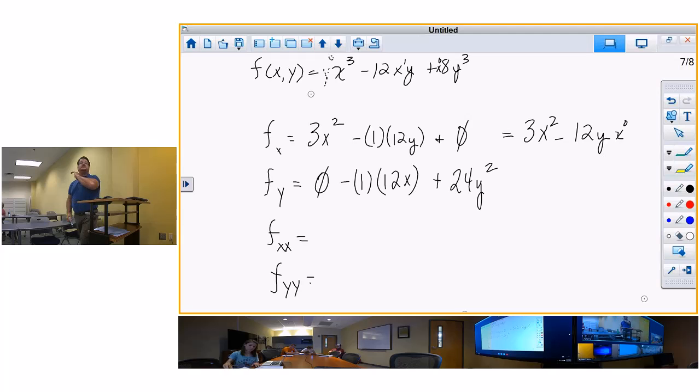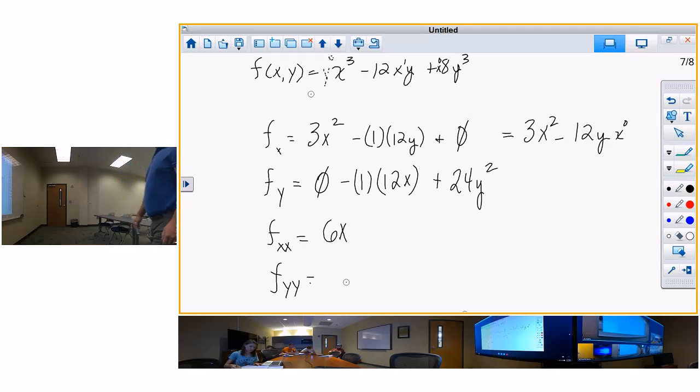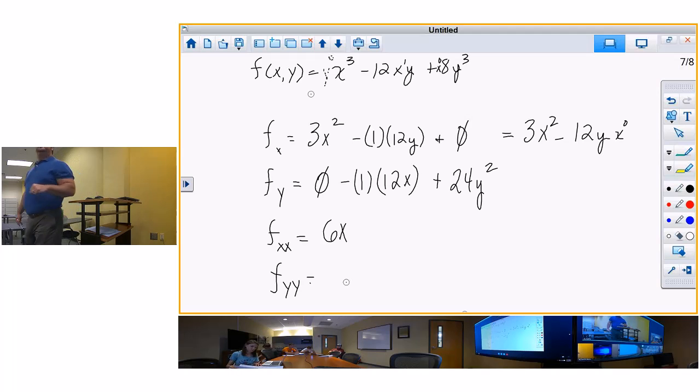6x. 6x, exactly. Is it negative or positive? 6x positive. Okay. And y. So you're going to put a y to the 0. So that will cancel out, and you're left with 48 what? 48y.